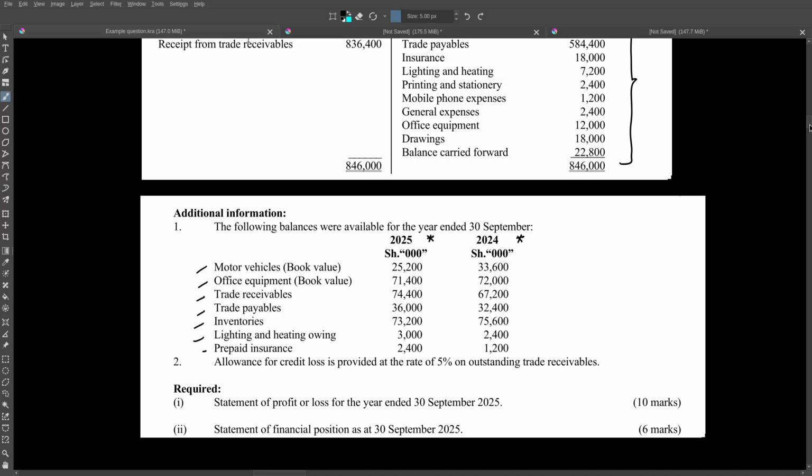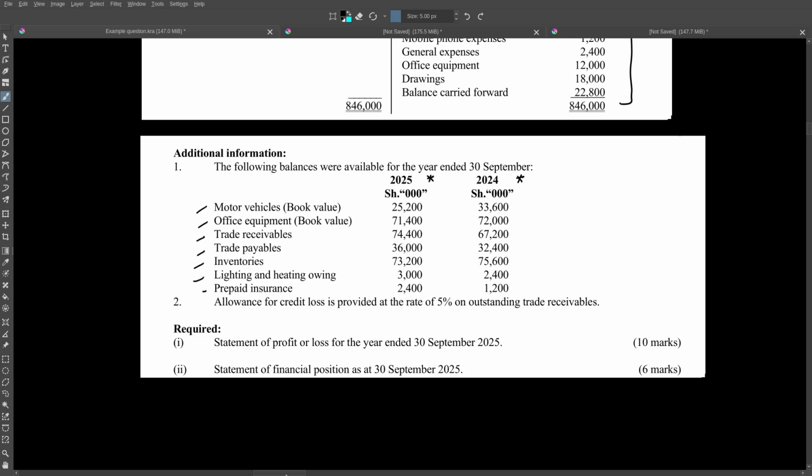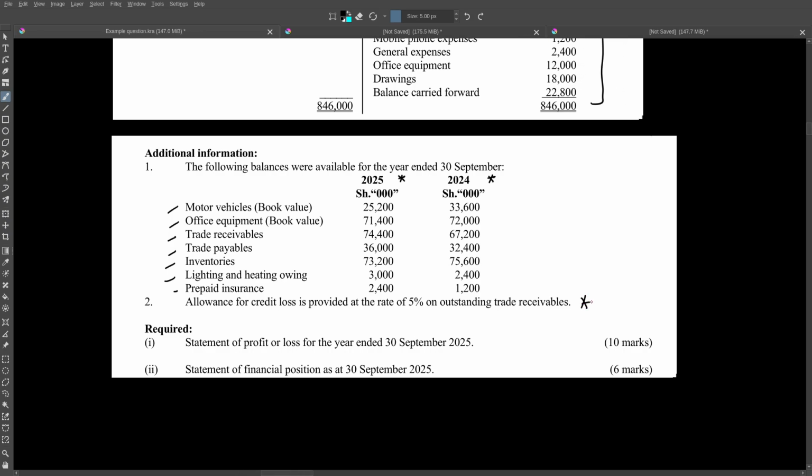Then we've also been given another piece of additional information, which is that allowance for credit loss is provided at the rate of 5% on outstanding trade receivables. And then what is required of us is to prepare the statement of profit or loss for the year ended 30th September 2025, and also the statement of financial position as at 30th September 2025. So first we are going to tackle this question, then we shall do the statement of financial position in the next video.